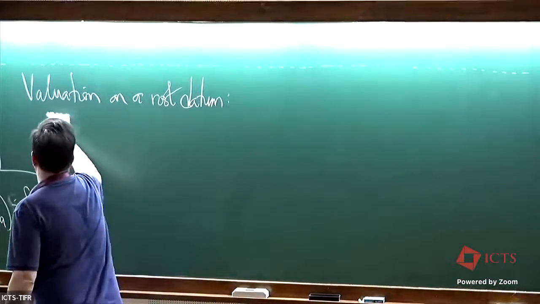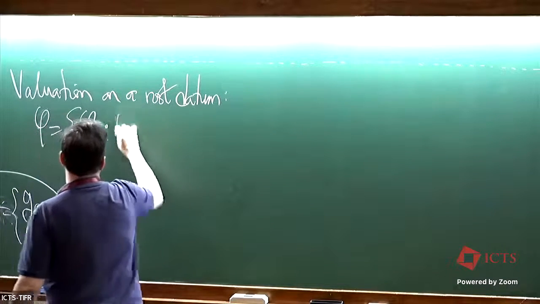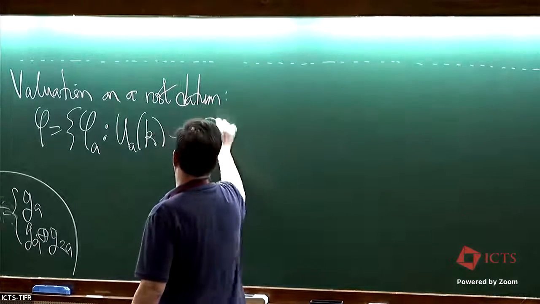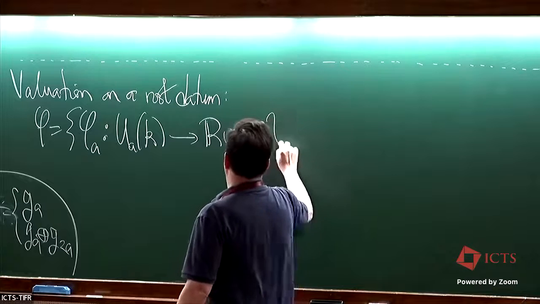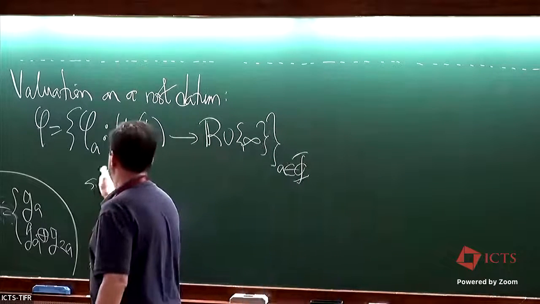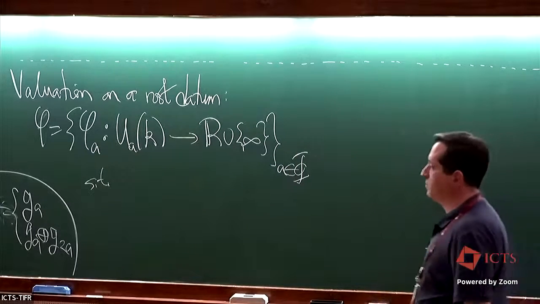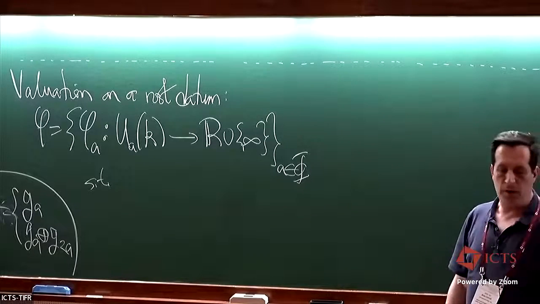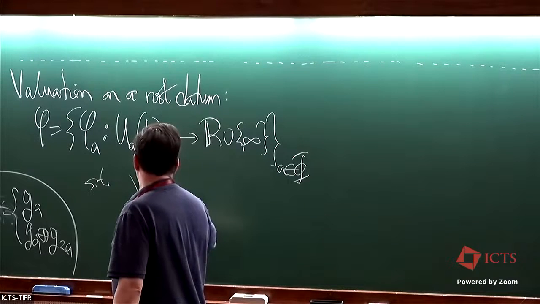So this is a collection called phi. It's a collection of maps, phi sub a, from U_a(K) to the reals together with infinity, for all roots a. And these maps satisfy a variety of axioms. The full list is a little bit verbose to get into. It's, of course, given in their book and other places. Let me just mention a few of the key ones.